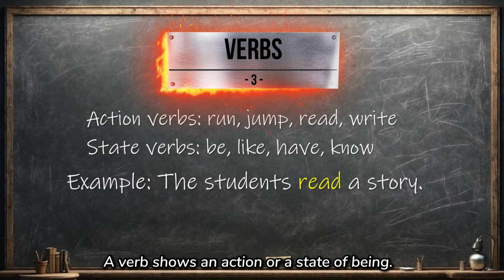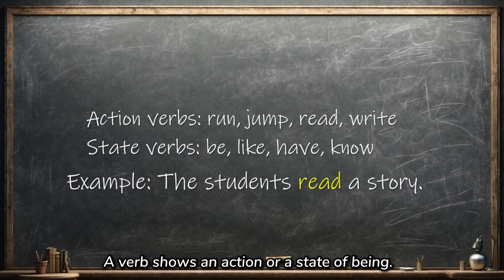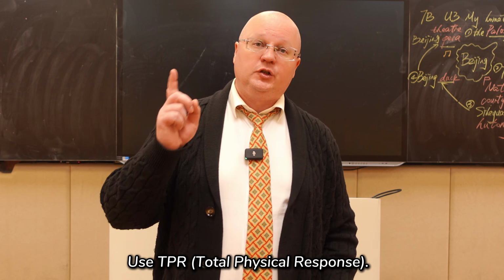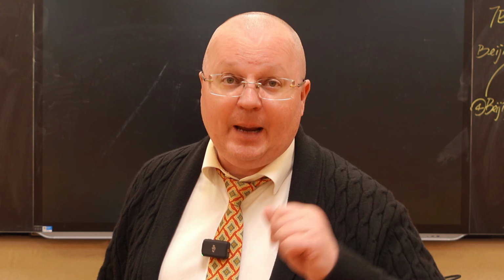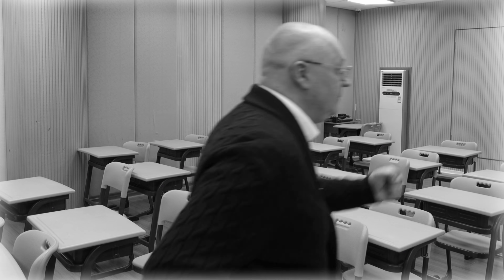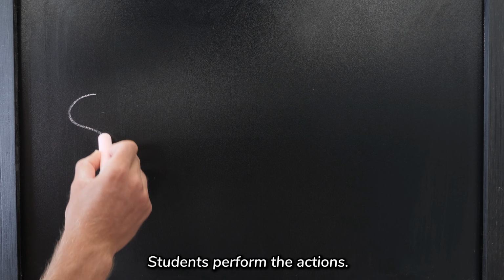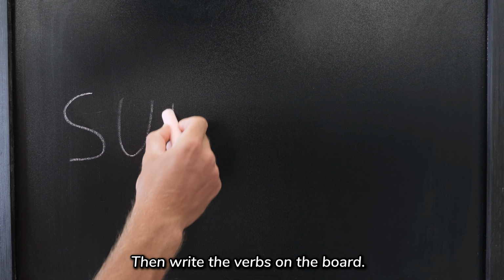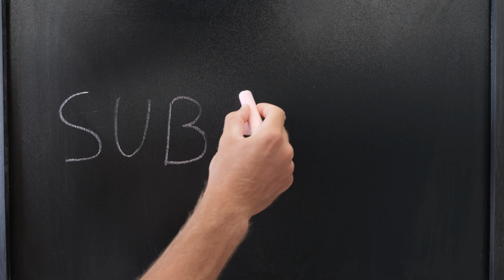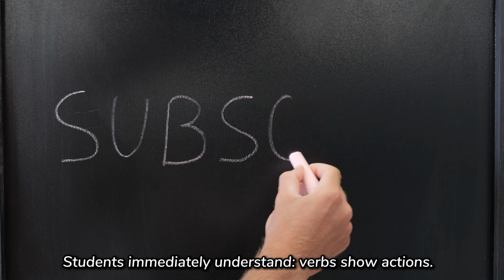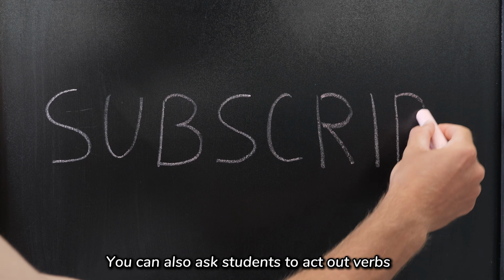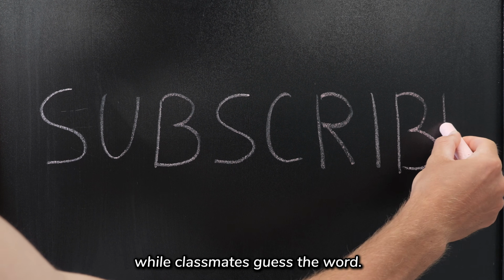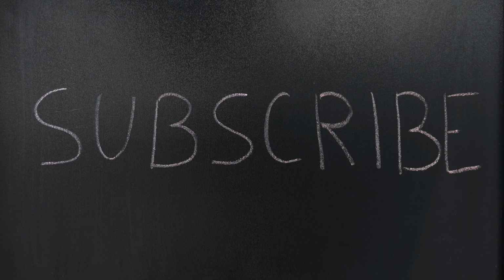A verb shows an action or a state of being. Use TPR, total physical response. Give commands. Jump. Clap. Turn around. Run. Students perform the actions. Then write the verbs on the board. Students immediately understand verbs show actions. You can also ask students to act out verbs while classmates guess the word.